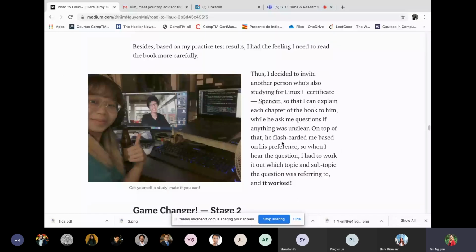So basically, what we did in the beginning, I asked Spencer to just go through my Trello board and not let me know which column or which topic he's talking about, just pick a question and ask me, all based on his preference. So then I have to work harder trying to analyze the question and what topic he's talking about to get the correct answer.